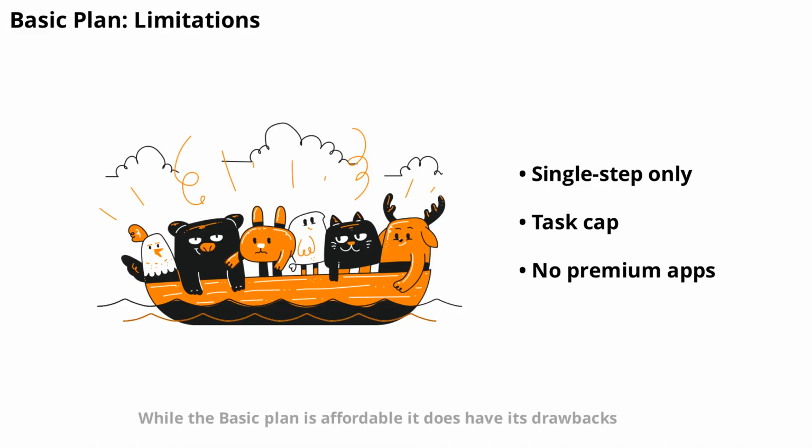While the Basic plan is affordable, it does have its drawbacks. You're limited to single-step Zaps, which means you can only automate one action per trigger. There's also a cap on the number of tasks you can run each month, and you won't have access to premium apps or advanced support. If your needs grow, you may quickly outgrow this plan and need to upgrade.